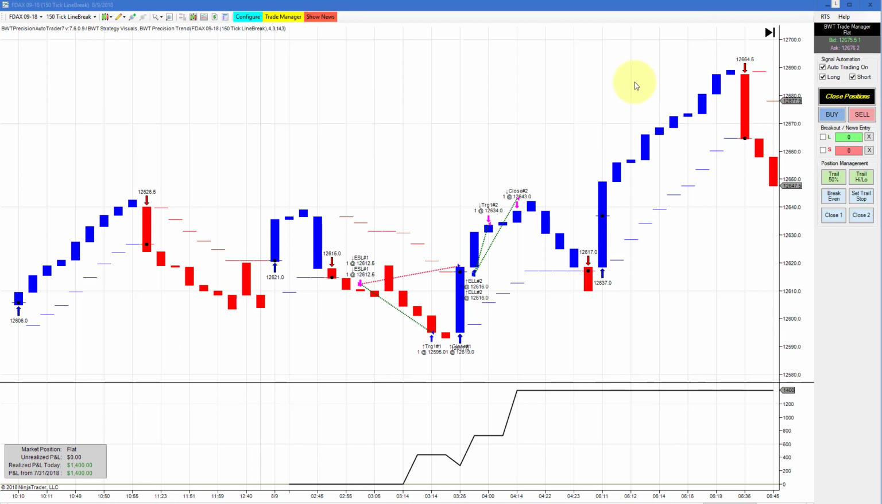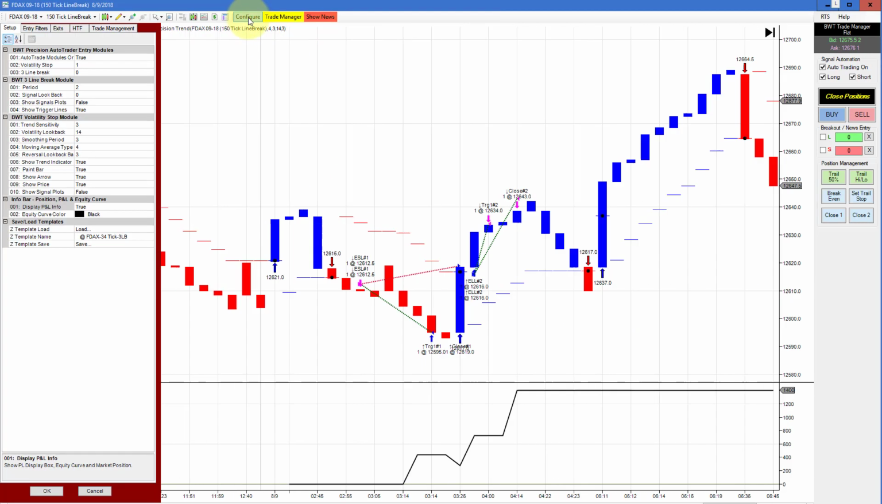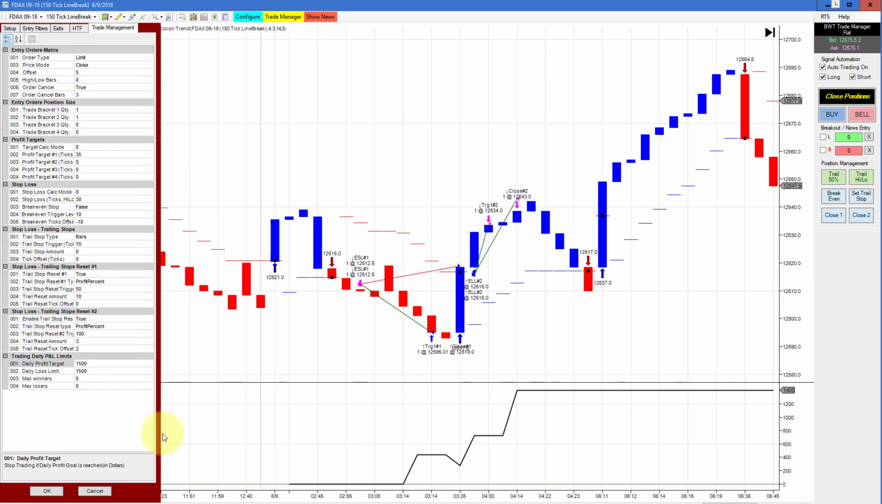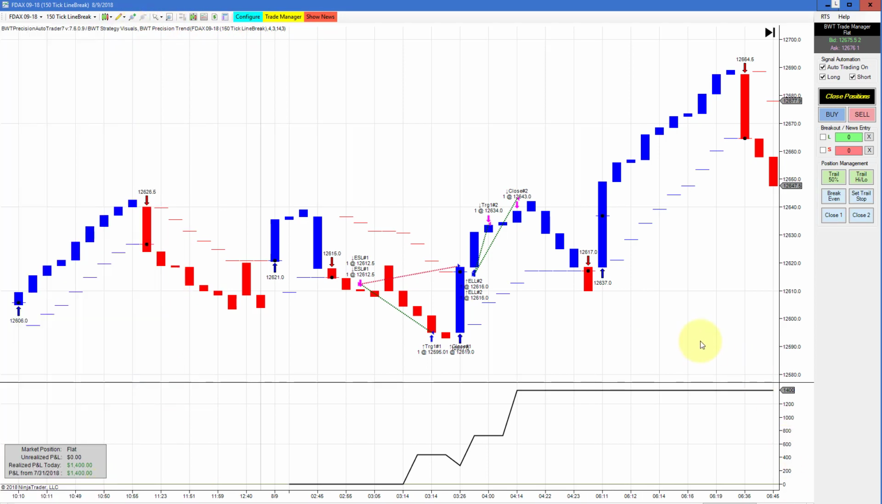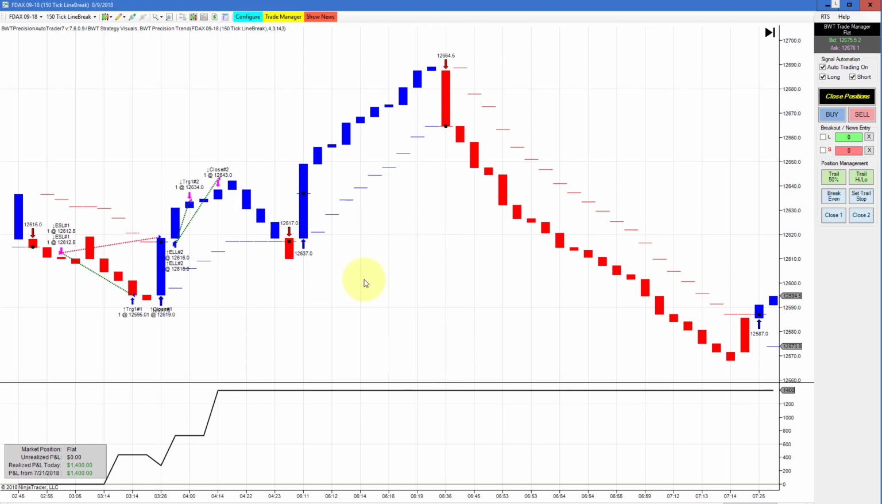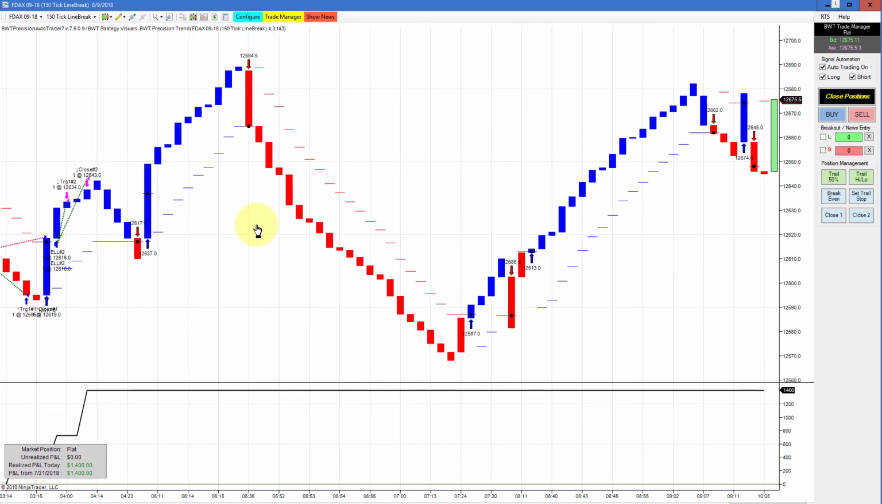Okay, once again, line break, proving that it can be solid in performance. And here's the DAX on 150 tick line break, and this hit its goal of 1,500 and probably had some slippage. And the line break signals here are quite good, even though we hit our goal here. These trades weren't taken because we hit our goal, but nevertheless, the quality of these moves here on a line break chart are pretty impressive.